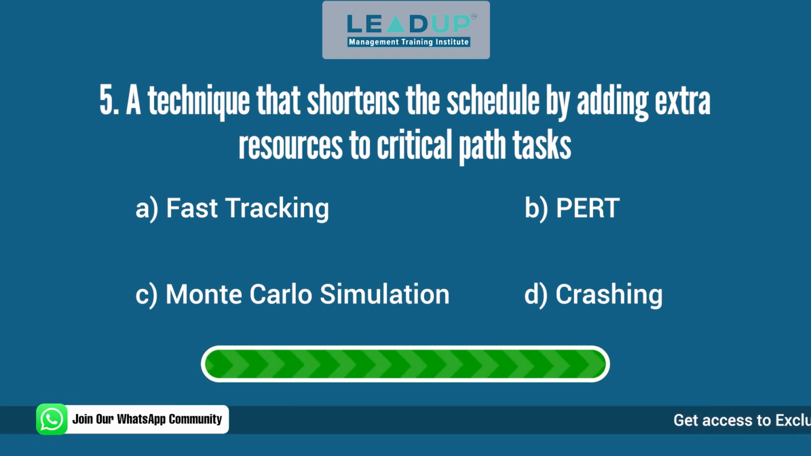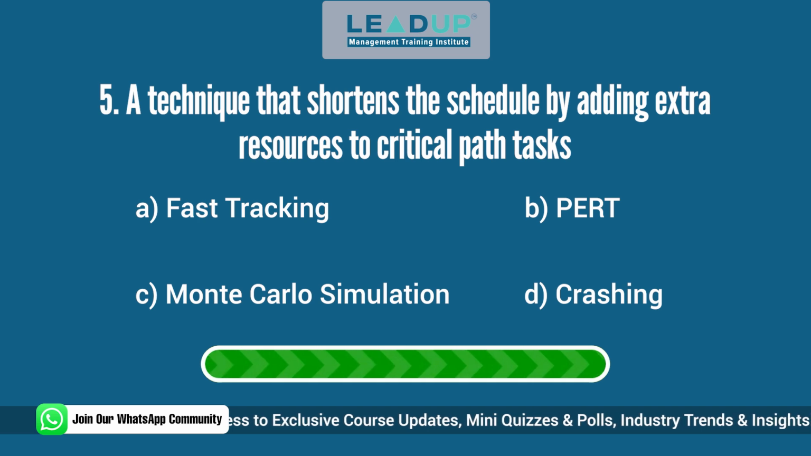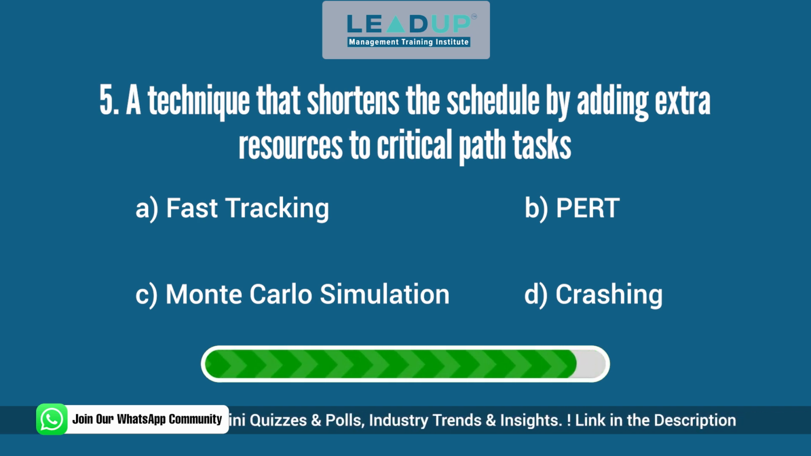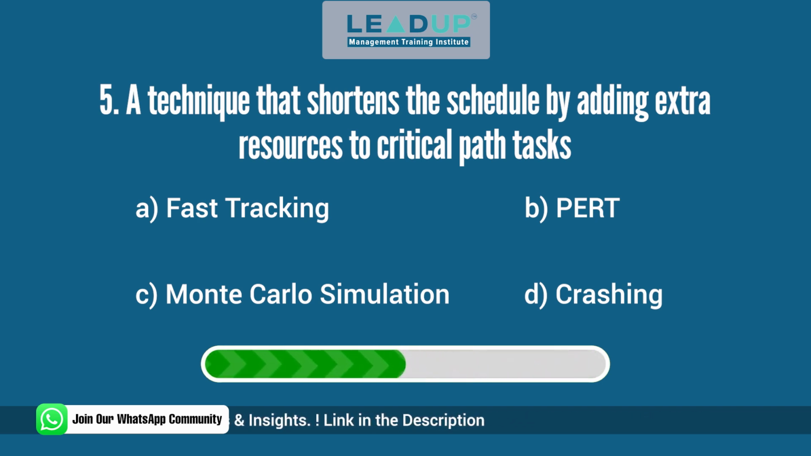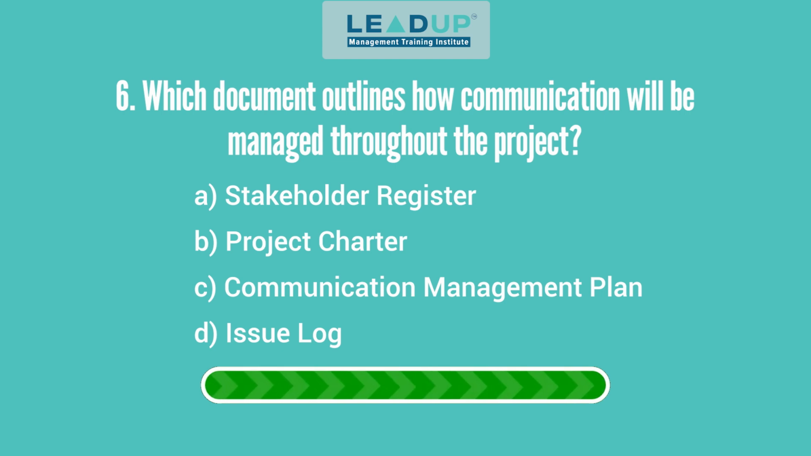A technique that shortens the schedule by adding extra resources to critical path tasks. A. Fast tracking, B. PERT, C. Monte Carlo simulation, and D. Crashing. Answer: Crashing. Question 6. Which document outlines how communication will be managed throughout the project?